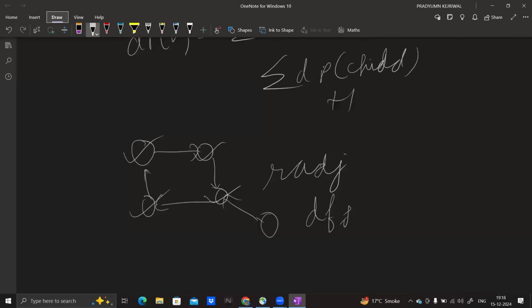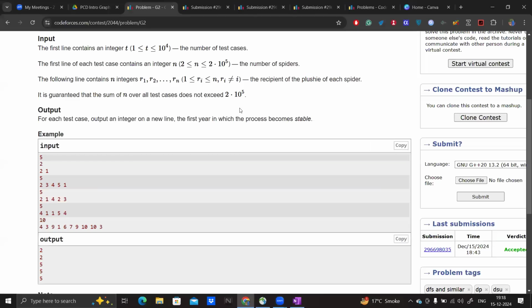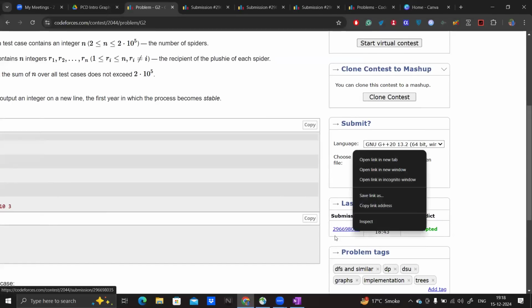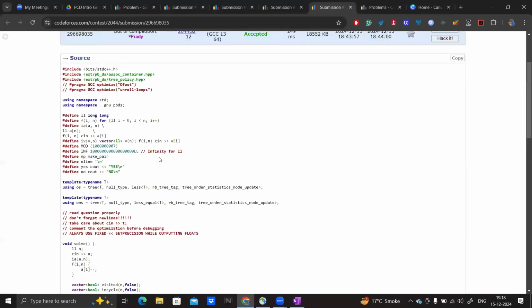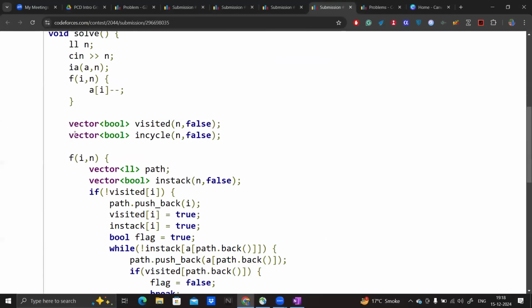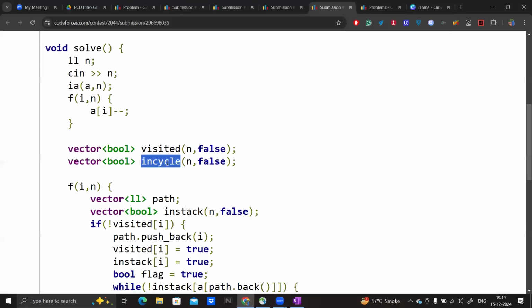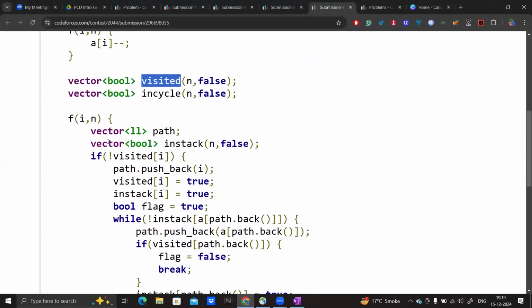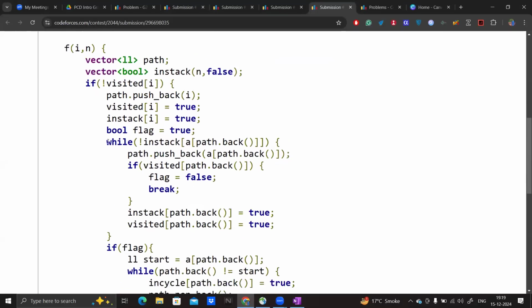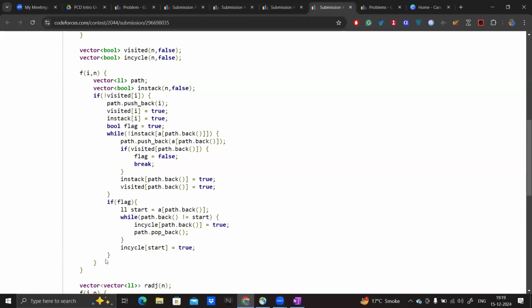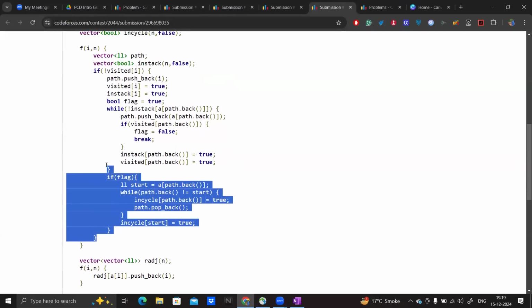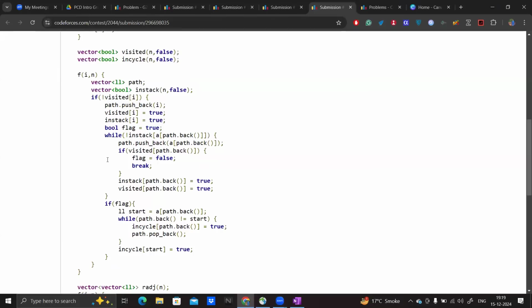So I think it should be clear. I'll just show you the implementation. I first took the input. Then I have two vectors: in cycle, the marked nodes that are in a cycle, and a visited array for the DFS. Then this is the cycle finding logic that I wrote, which is very ugly. Probably there is some other way to find the cycle, which is simpler than this, but I have done this.